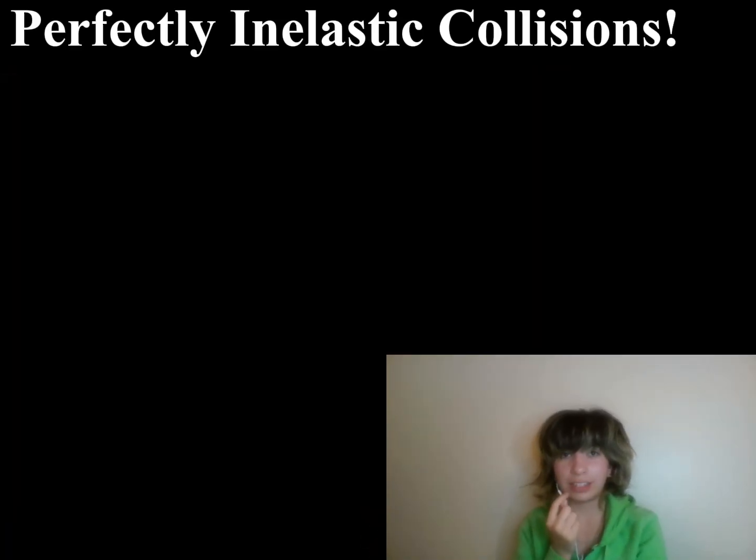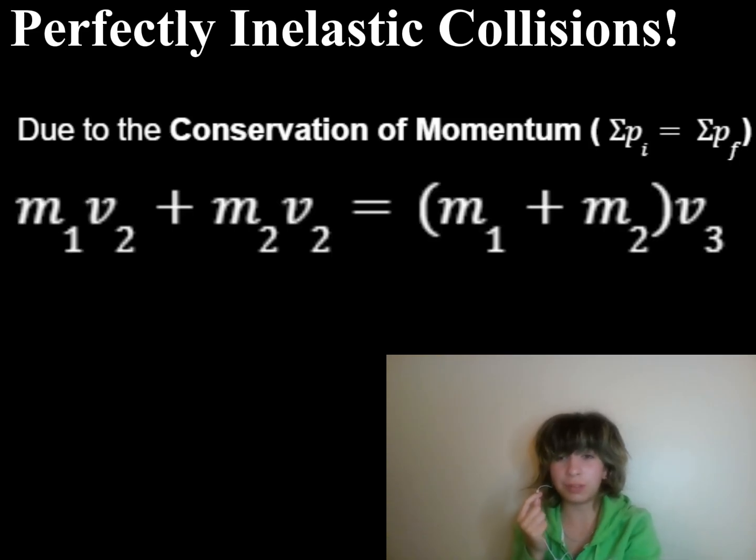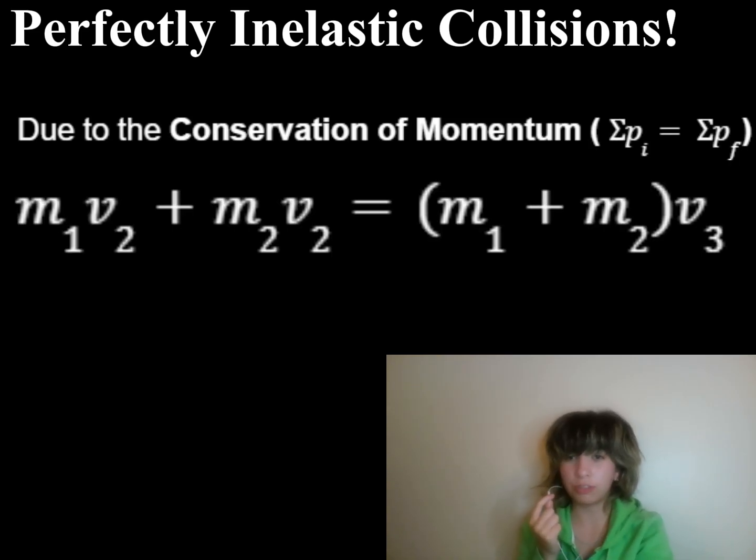The final kind of collision we're going to be covering are perfectly inelastic collisions, and what makes these collisions distinct from the other two is mostly that during the collision, the two colliding objects are going to be sticking to each other. Regardless, the momentum of the system is going to be conserved, although the way that we solve for the final velocity is going to be different.